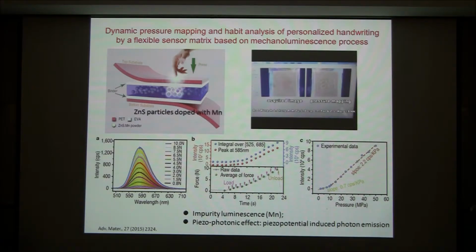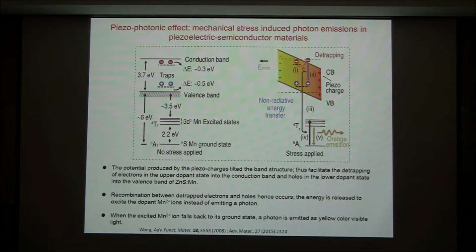Why do we have photon emission on the excitation of this mechanical agitation? Well, we suggest a mechanism. If you have a zinc sulfide particle here, which is doped with manganese, they have the doping states. This is the point defect doping here, doping states. This doping states introduce some of these defect states in the conduction and valence band. If you apply a mechanical strain, piezoelectric charge appears across the nanoparticle. That piezo charge, let's say negative here, positive here, produces a field which can tilt the band, the conduction band and the valence band being tilted to some angle.